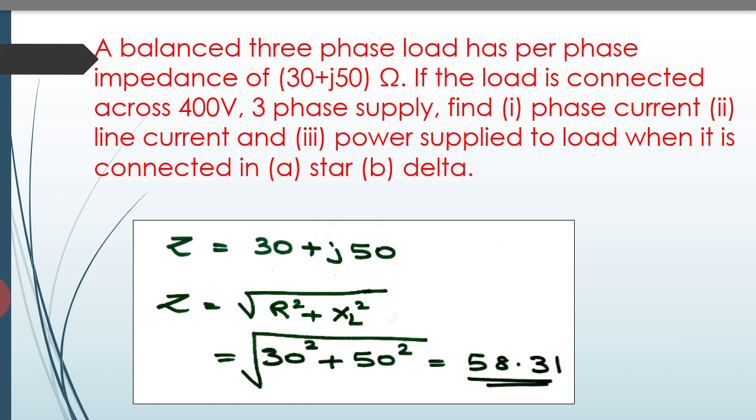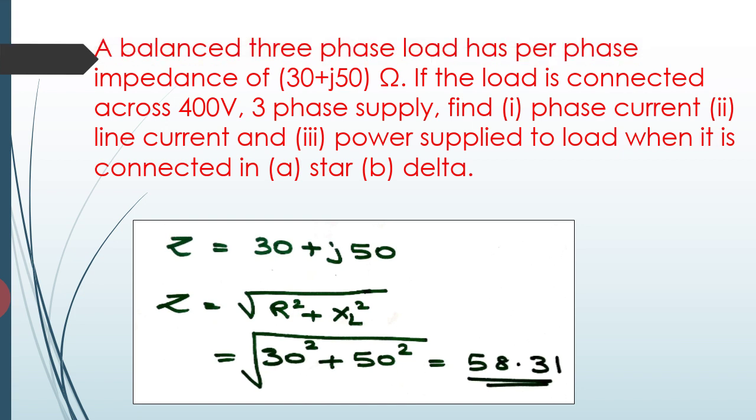Here, the first question is, a balanced three-phase load has per phase impedance of 30 plus J50 ohm. If the load is connected across 400 volt three-phase supply, find phase current, line current, power supplied to load when it is connected in star and when it is connected in delta.